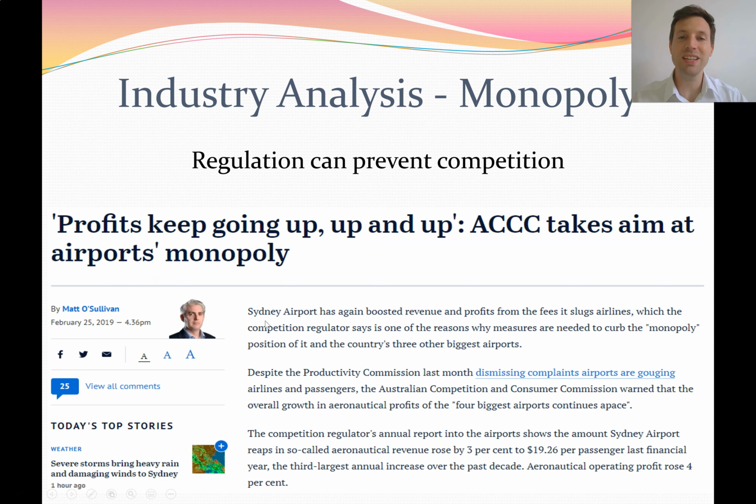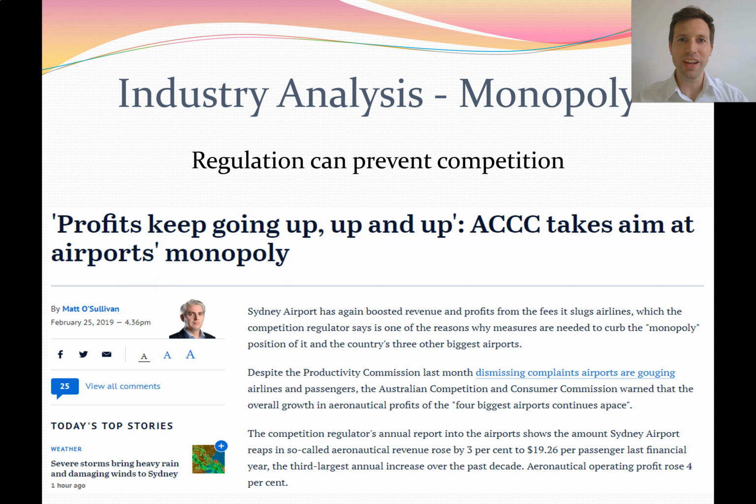So for example, Sydney Airport. Regulation means there's no competition for Sydney Airport. There are no other large international airports in Sydney at the moment. And when the Western Sydney Airport does eventually open up, that will create some level of competition. But it was a highly regulated decision for a long time to only have one airport in Sydney. And it meant the airport had a monopoly and they were able to charge much higher prices to their customers.